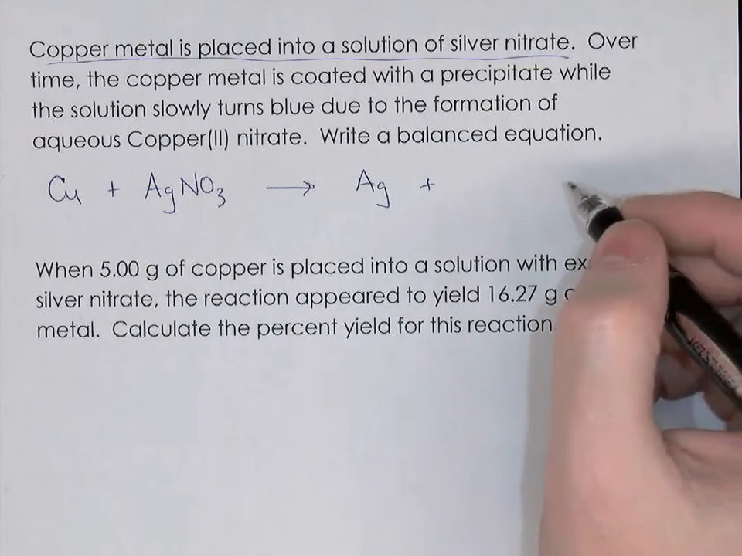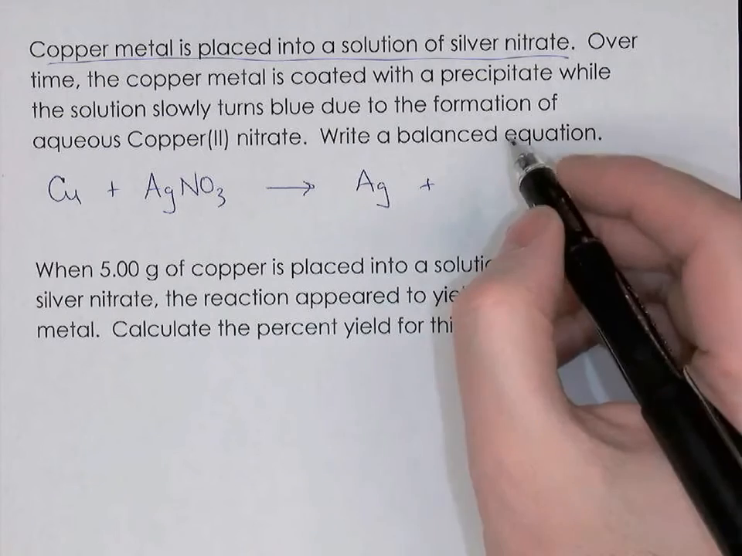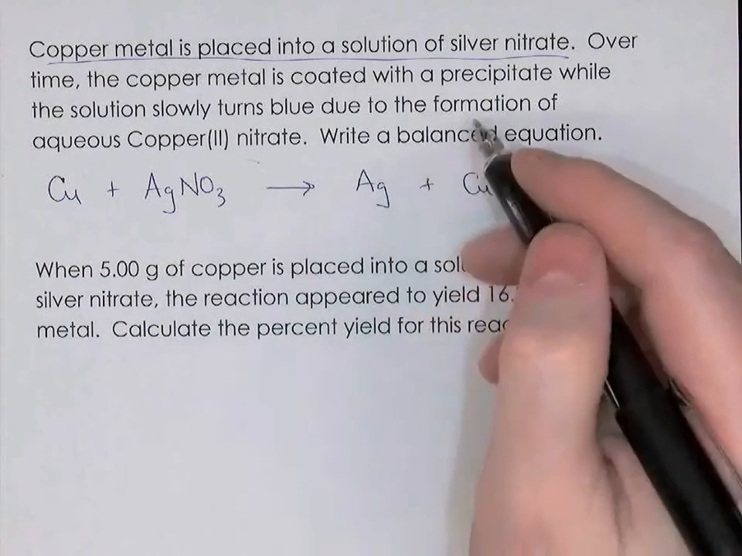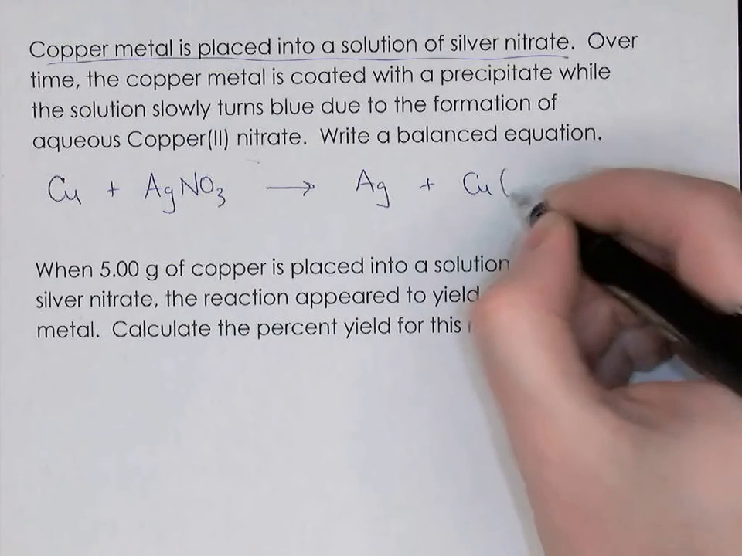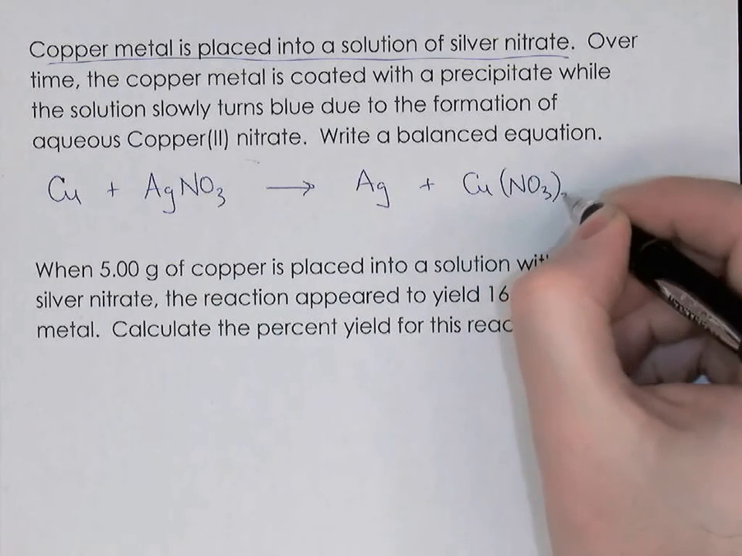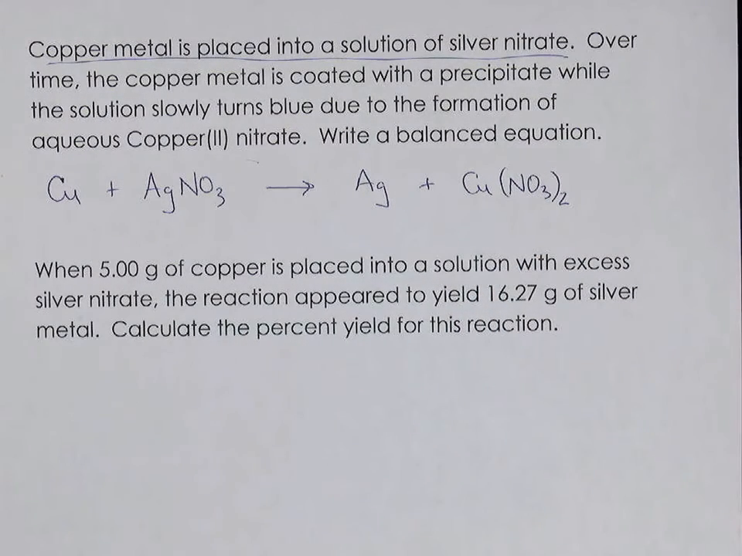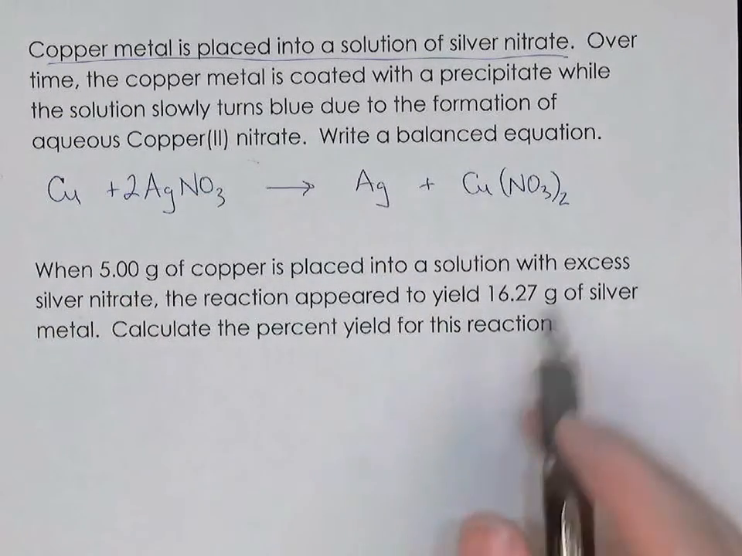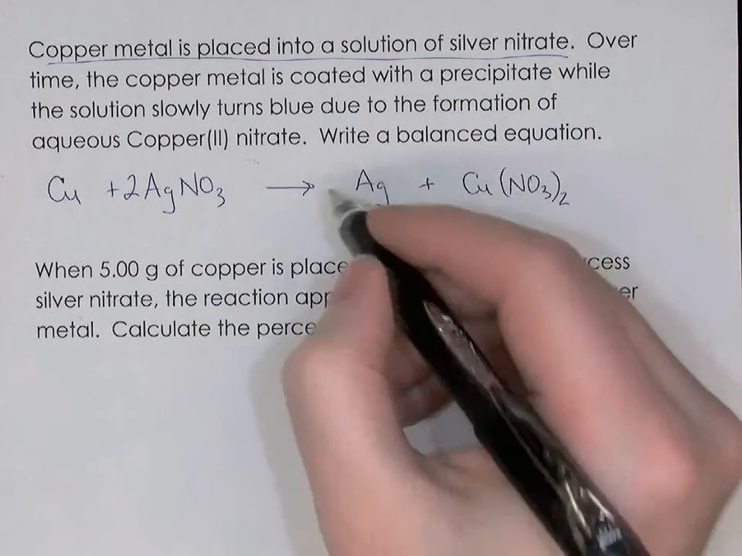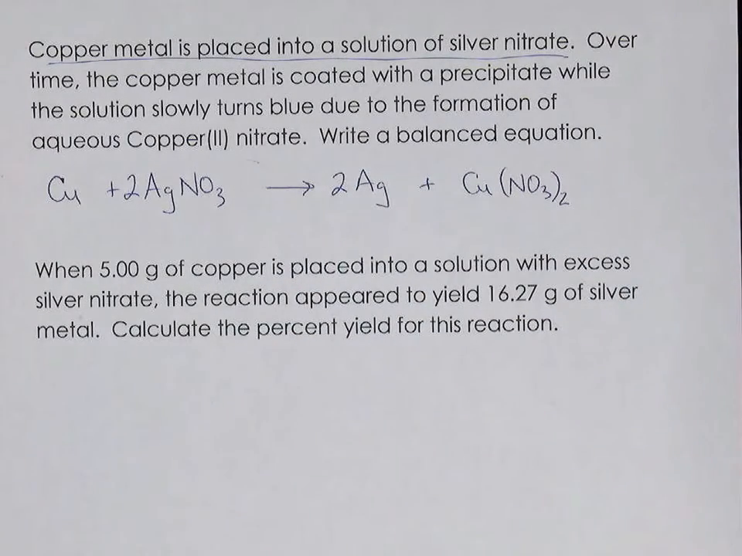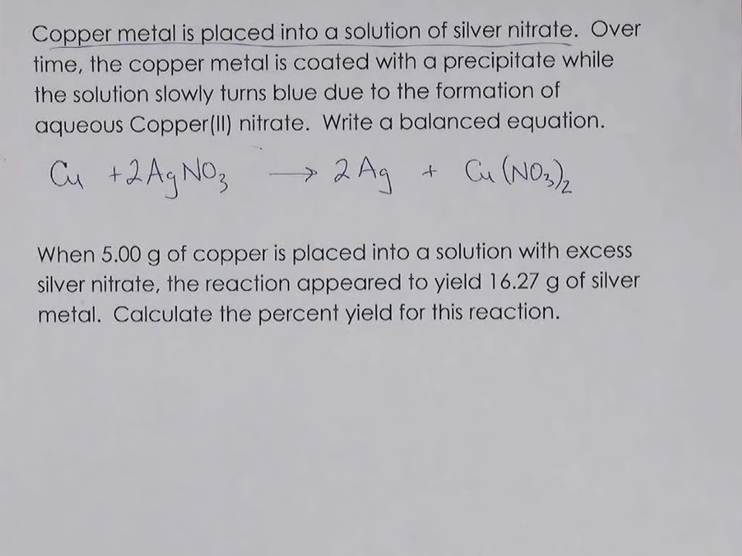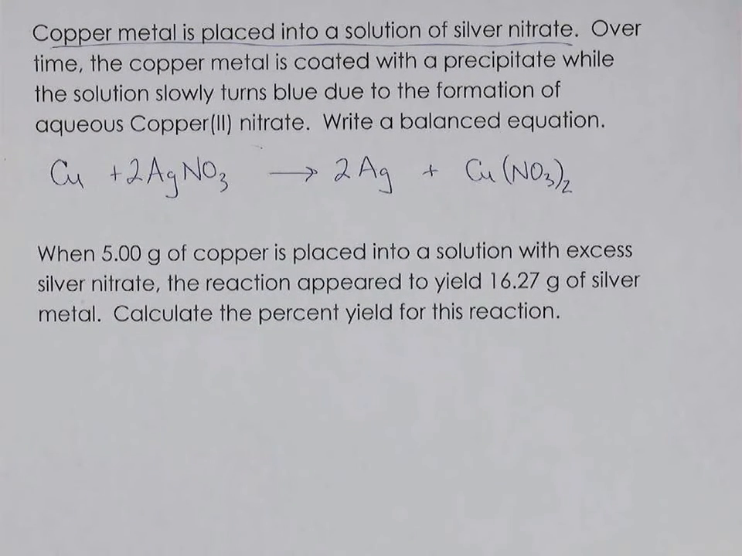Now copper nitrate, there's more than one type of copper, copper 1 and copper 2, but copper 2 is much more common, so telling us copper 2 nitrate was nice, but we probably could have guessed that. Copper 2 nitrate has 2 nitrates bonded to copper because copper is 2+ and nitrate is 1-. To balance this equation, we would need 2 silver nitrates. That gives me the 2 nitrates that I needed, and that's going to make 2 silvers instead of 1. So there's the balanced equation. So 5.00 grams of the copper was put into a solution with excess silver nitrate.